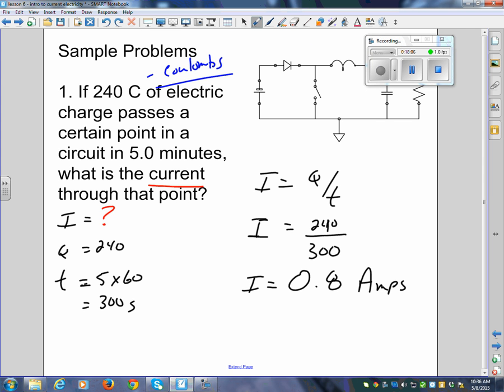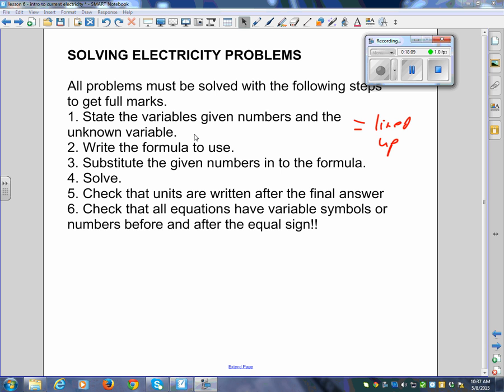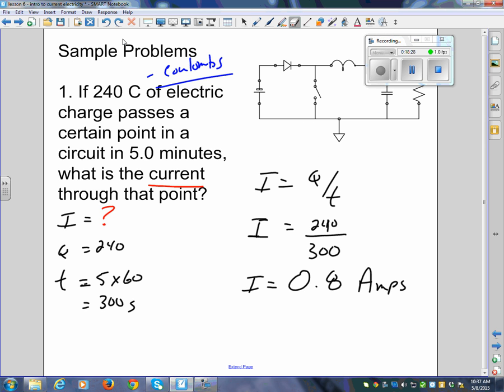Did I state the variables, given numbers, and the unknown variable? I did. Did I write the formula to use? Yep. Did I substitute the numbers into the formula and solve? Yep. Did I write units after the final answer? I did. And did I check that all equations have variable symbols or numbers before and after the equal sign? What that means is some people like to do this. I'm not that big of a stickler on that. It's not technically correct because how can 240 over 300 be equal to nothing? But for the most part, that's how it should look.